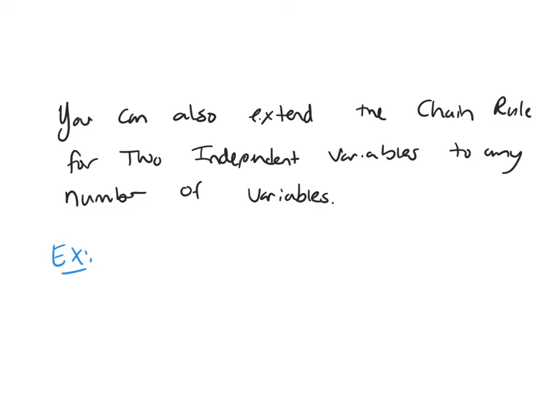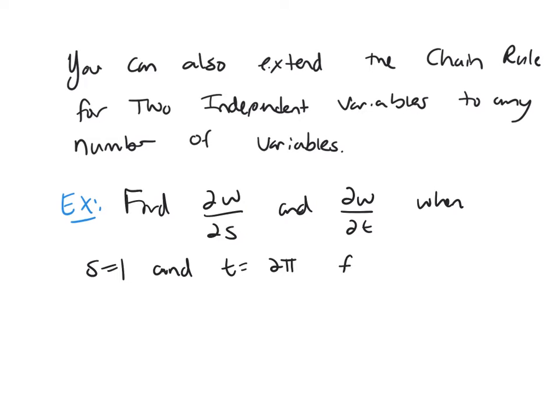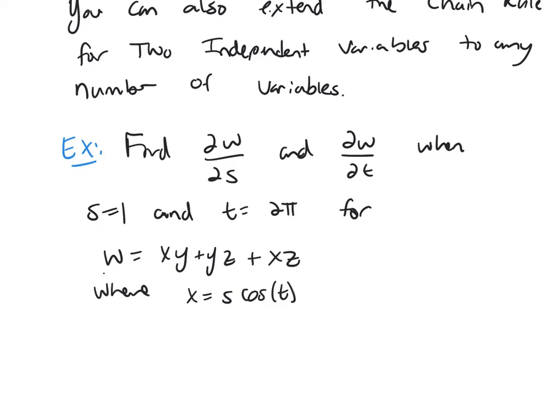Let's look at the following. Find the partial derivative of w with respect to s and the partial derivative of w with respect to t when s equals 1 and t is going to be 2 pi for the following function. For w equals xy plus yz plus xz, where x is going to be s cosine t, y is going to be s sine of t, and z is just going to be t.